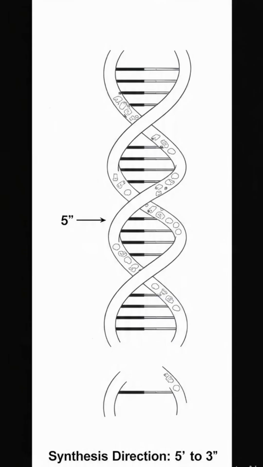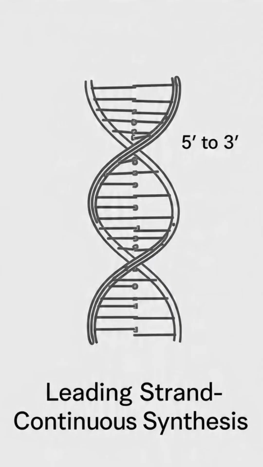The 5-to-3 synthesis direction is shown with arrows, helping students remember that polymerase works only in one direction. The leading strand forms in a smooth, uninterrupted manner toward the replication fork. Text: leading strand, continuous synthesis.